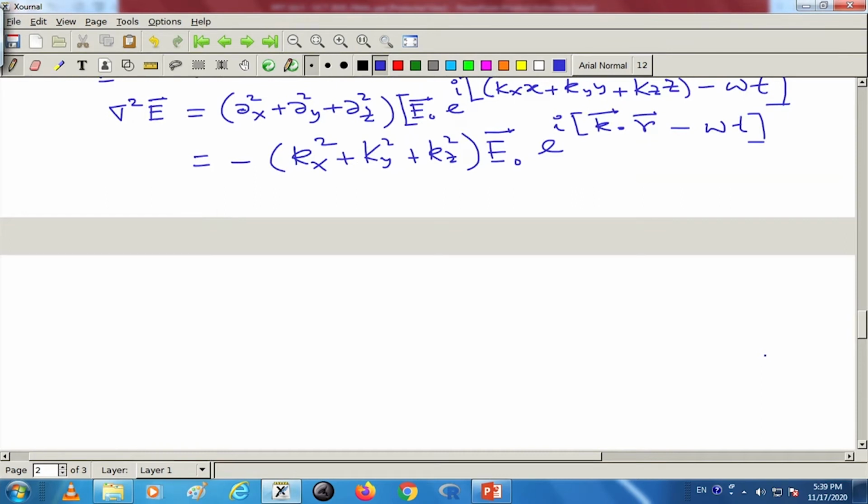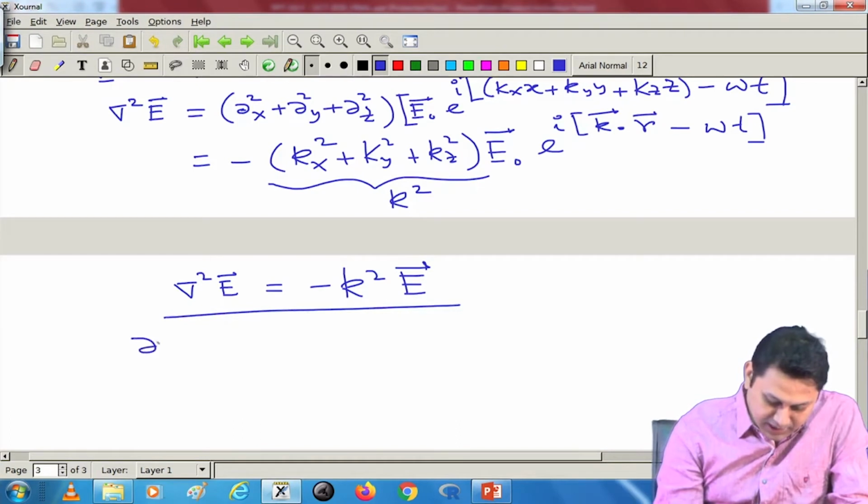So, kx square, ky square, kz square, whatever we have here is nothing but k square, this is the amplitude of the k. So, I have grad square E is equal to minus k square E, because E0 e to the power of i, k r minus omega t is nothing but my E. So, I have this thing.